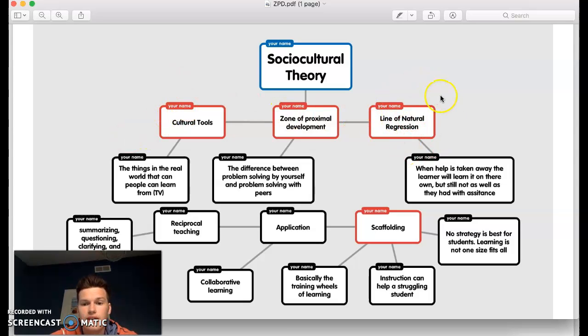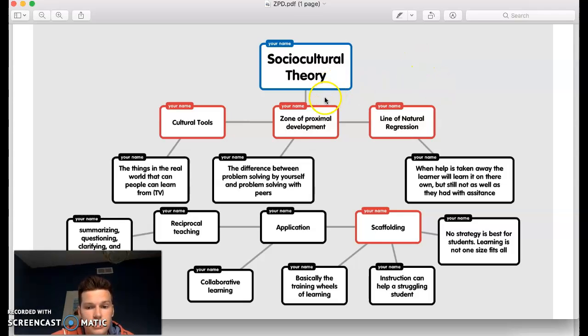And then over to the idea of regression, which is basically when help is taken away from the learner, they'll learn on their own, but still not do as well as they would have with assistance. Which is basically if you take a test, right? You might know all the things before you took the test. You might know everything on the study guide because you had all that help. But then when you're put out in the classroom to take the test, you no longer have that assistance, so you may not do as well as you were doing with that study guide.